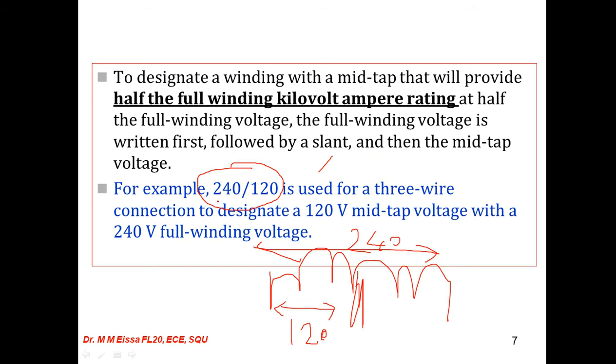For example, if the rating 240 slash 120 is used, it means we have a three wire connection. We have designated 120, three wires, 3 points like this, 3 taps. We have designated 120 like this, the mid tap voltage, with 240 full winding voltage, 240 like this one, 240 like this one. So these are the designations, and they mean such a connection.